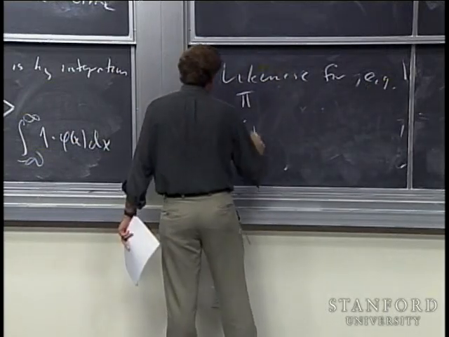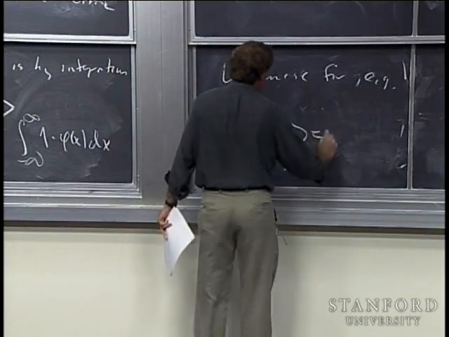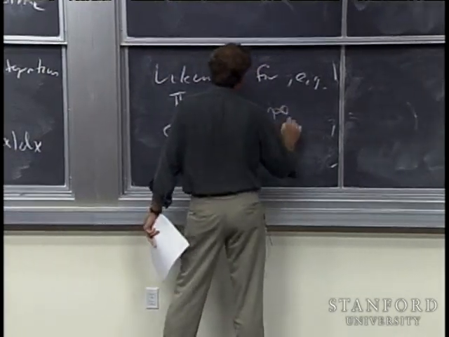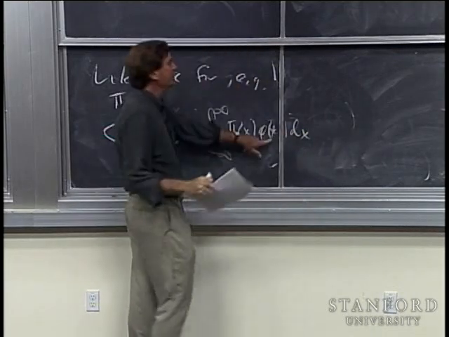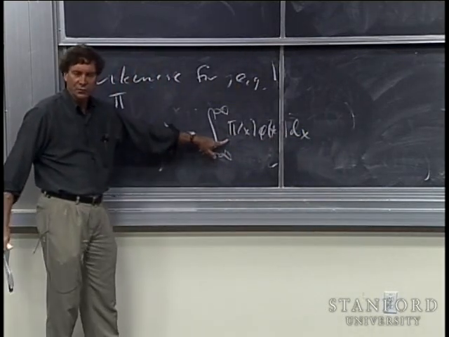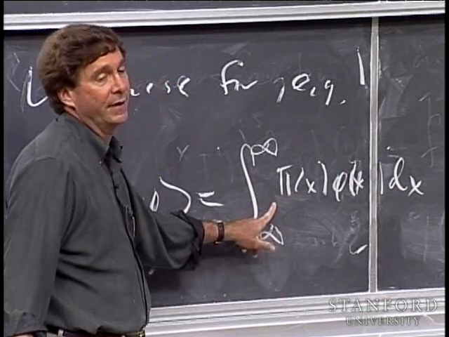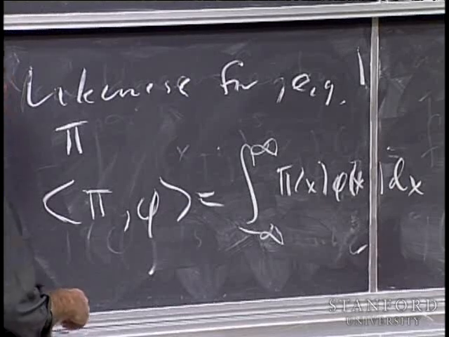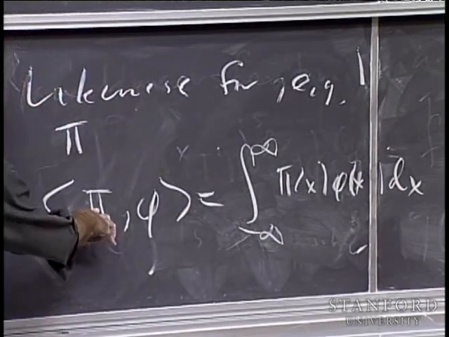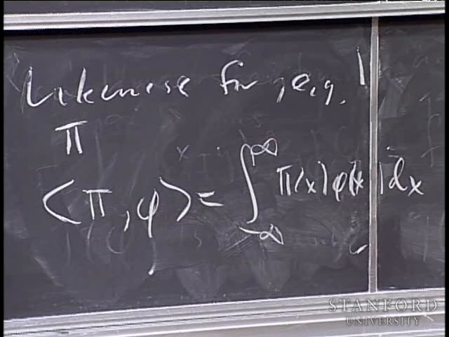The rectangle function pairs with the test function by integration. Integral from minus infinity to infinity, Pi of x, phi of x, dx. Phi of x may be very smooth. Pi of x is not smooth, but the product makes sense and the integral makes sense. That's my definition of how Pi pairs with phi. That identifies Pi, the rectangle function, as a distribution. This definition defines 1, the constant function 1, as a distribution.